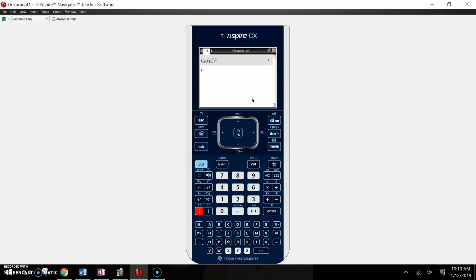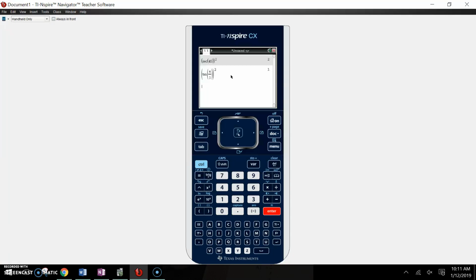Make some parentheses, choose tangent, make a fraction, and we want pi over 3. Pi is down here in this menu, and then in the bottom we're going to put our 3. We're going to go outside all our parentheses and square that. We hit enter, and we get 3. So that means that tangent of pi over 3 will be the square root of 3.